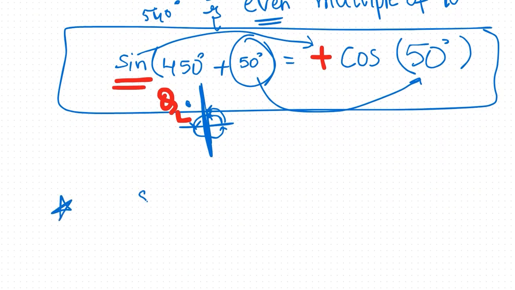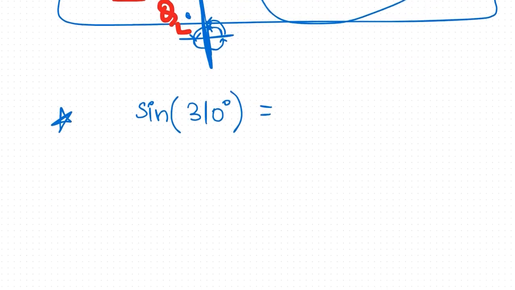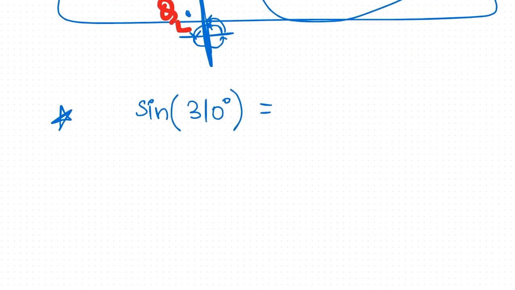So let's say sine of 310 degrees, or let's say tan of 310 degrees. Try to find this.